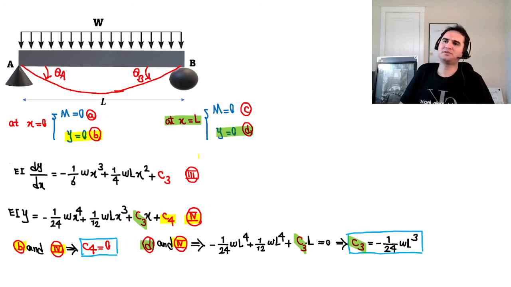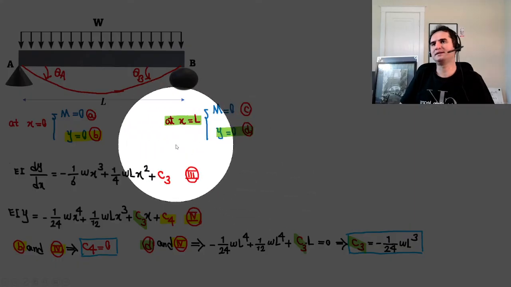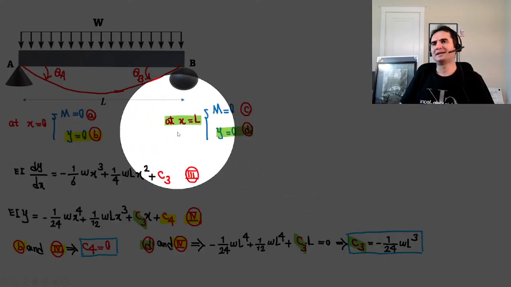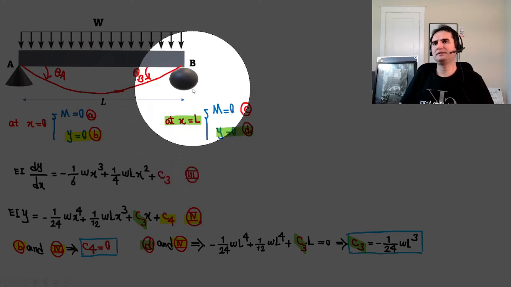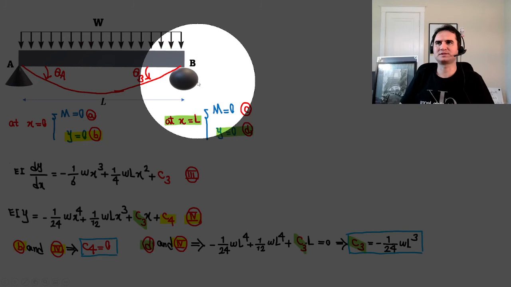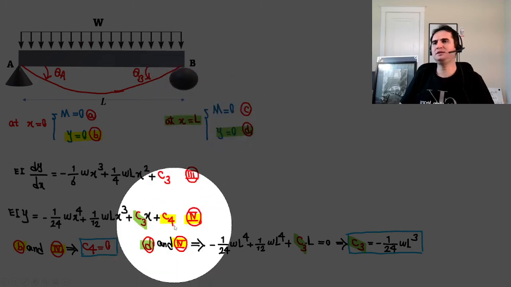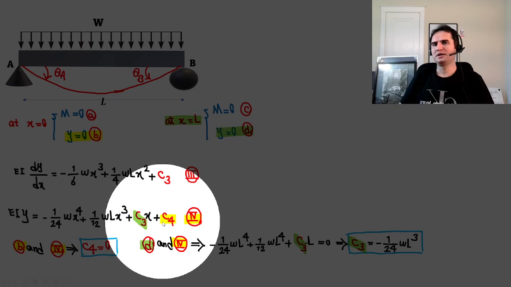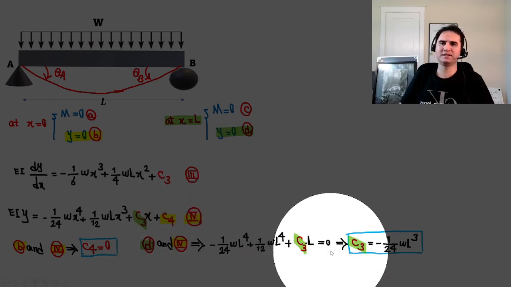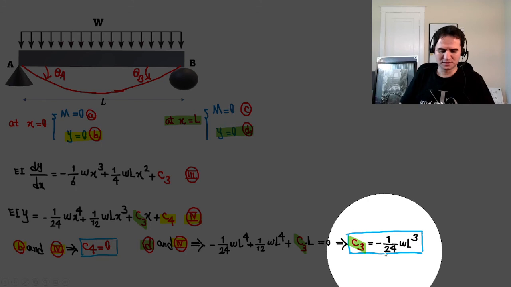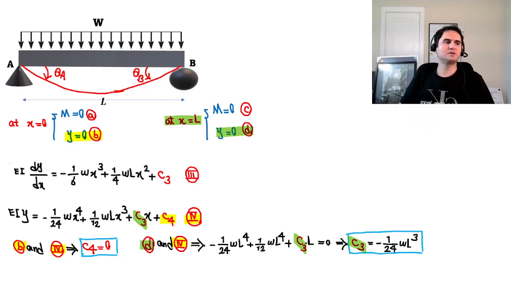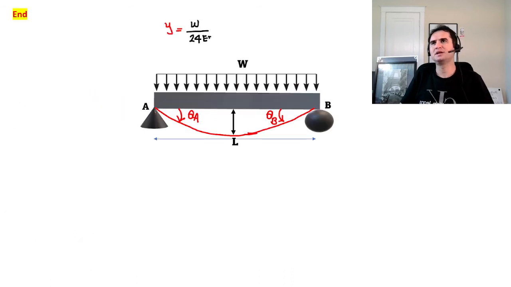You can simply look at D, and that says at x equal to L, y is still 0 because there is a support, no movement. Replace that in equation 4, and it simply gives you what C3 is, the numeric value. So far we have got all our constants: C1, C2, C3, C4. So let's replace them in the elastic curve equation to see how that goes.